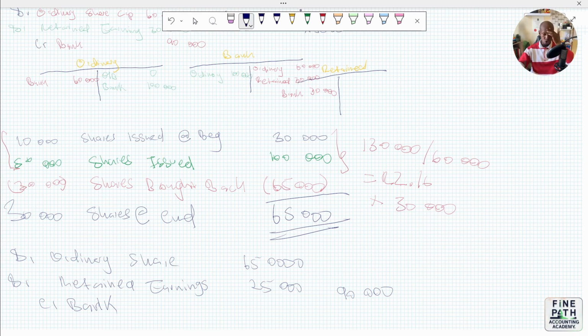Again, we need to draw a distinction between the money that the company actually paid and the value of capital that they've given up. And that value of capital that they've given up, we determine by taking the total ordinary share capital at the date that we are buying back the shares and dividing it by the total number of shares that were issued at that date.